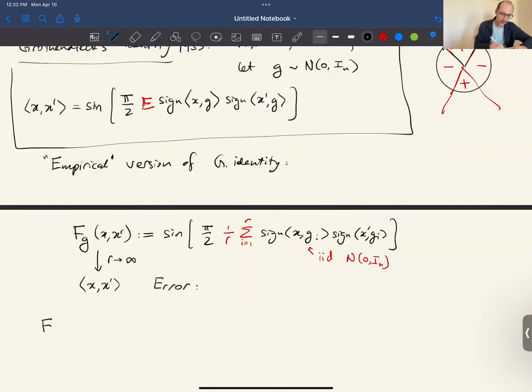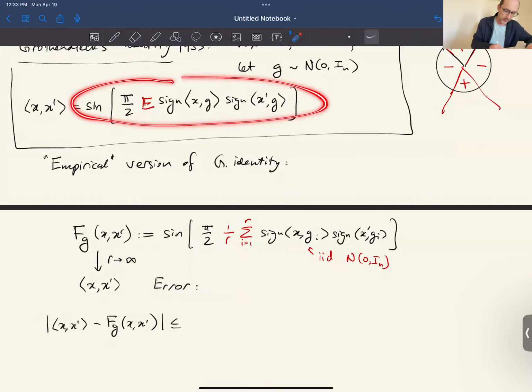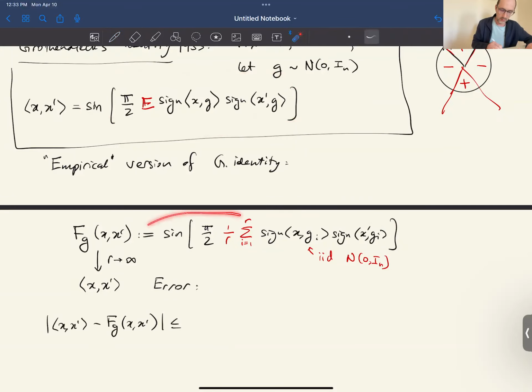Okay, let's compute the error. This will be the difference <x, x'> minus f_g(x, x'). Let's compare. So we're looking at this versus this. When we subtract one from the other, the nonlinearity of the sine stands in our way. However, the sine is a Lipschitz function. It's actually a one-Lipschitz function. And because it's one-Lipschitz, we can pull it off like this.